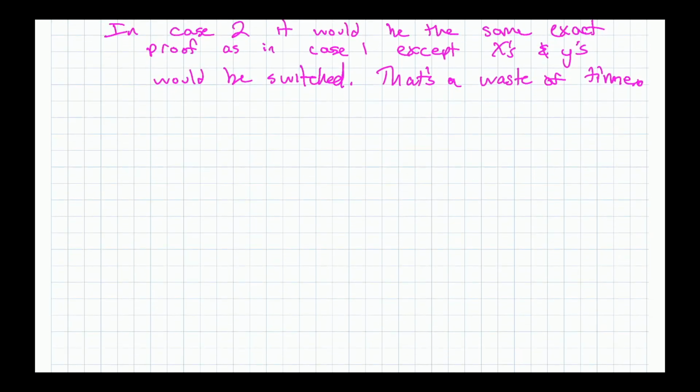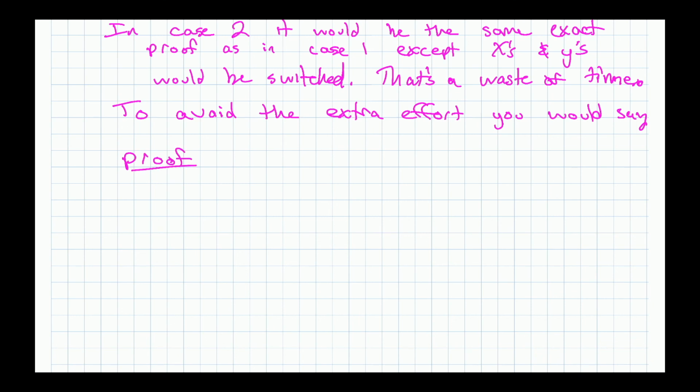So to save work, to avoid that wasted effort, you would start your proof, and then you would just say, without loss of generality. I'll abbreviate it. No, I won't. I'll write it. You would say, without loss of generality. I'm going to remove this actually. Don't like the way this needs to be on the second line.